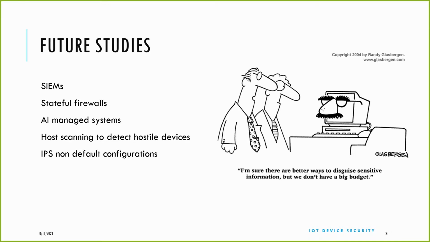So here we've identified some more areas for future study. The first one is SIEMs, which are security incident and event management logs. These are used to collect logs on all the systems on the network. We also have stateful firewalls, AI managed systems, host scanning to detect hostile devices, and IPS non-default configurations as well.